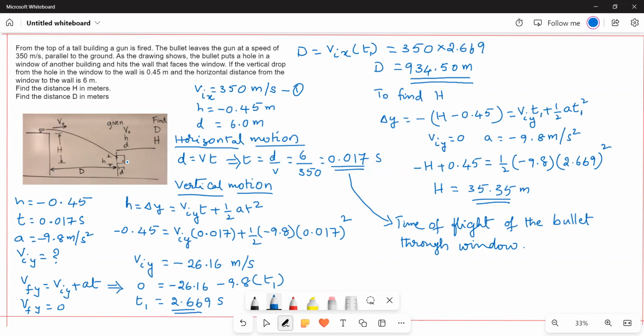Now we have to find out the other components to calculate the small d and capital H. We have to find out the time of flight and also the initial velocity. Now let us see how to find out these components. Now the bullet, what is happening here? Let us see. This is the diagram. Like this, it comes.